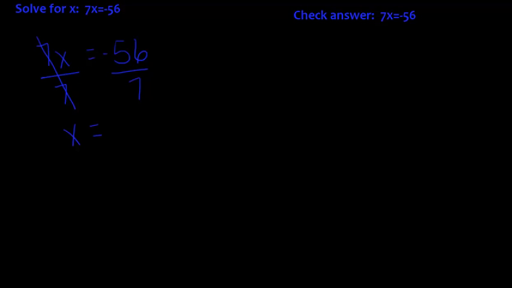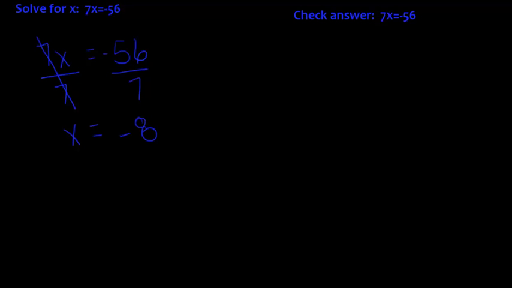Now, remembering your division with negative numbers, we can remember that a negative divided by a positive is going to be a negative. So we have negative 56 divided by 7, and that will equal negative 8.